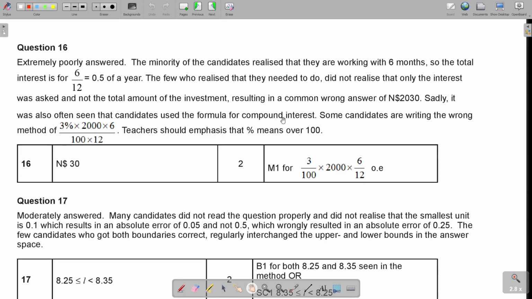Okay, and they say simple interest, so underline the important things in the question. Some candidates are writing the wrong method. I think it's 6 over 12. No, put it rather there. Teacher should emphasize that percentage means over 100. Okay, and there they showed you that.